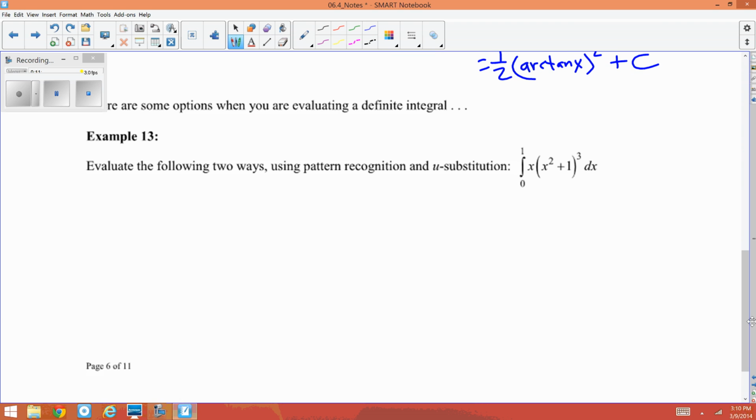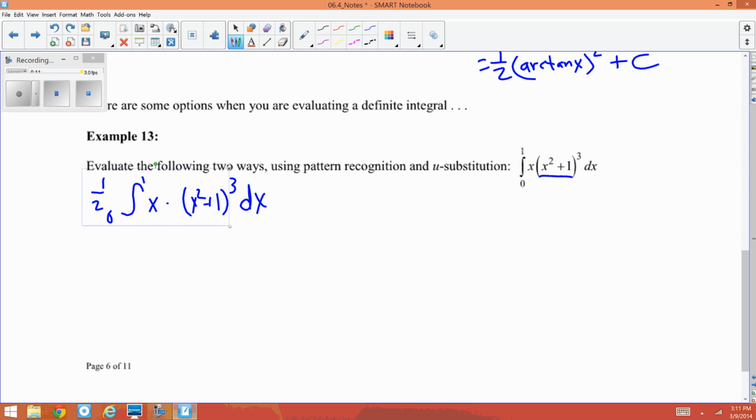All right, there's two ways to do this one. One way would be using pattern recognition. Notice this time it's different because we have a definite integral. We're looking at a specific area. I notice that the derivative of x squared plus 1 is 2x, so I'm going to have that correction of 1/2. Then I have x times this blob, x squared plus 1 cubed dx.